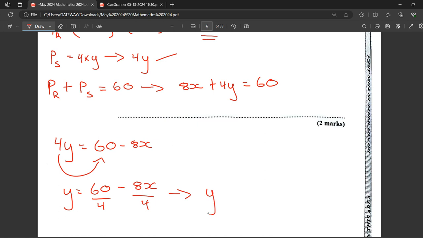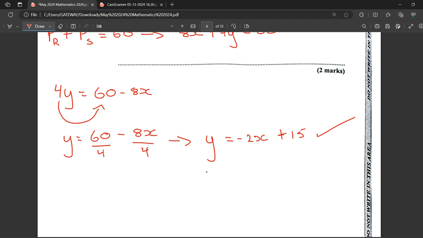So y is therefore equal, I like to put my x term first, so I'm going to put negative 2x plus 15. 4 into 60 is 15. 4 into negative 8x is negative 2x, and that's my answer there for y.